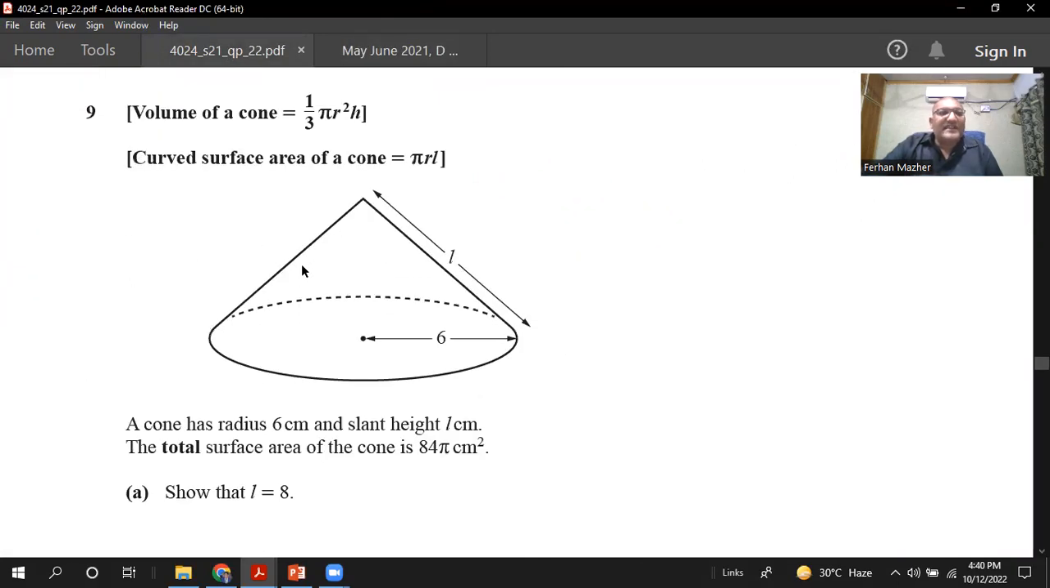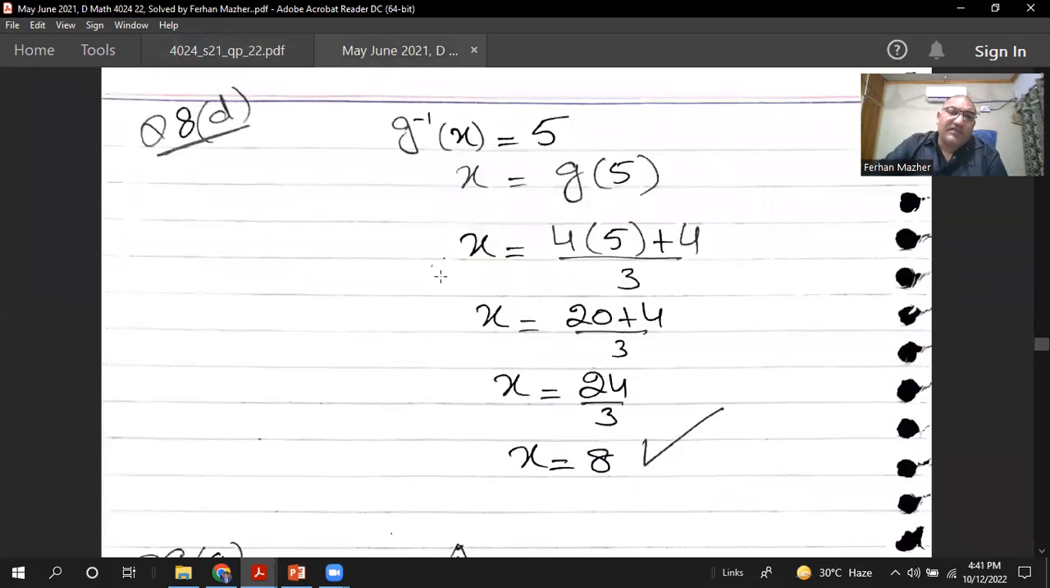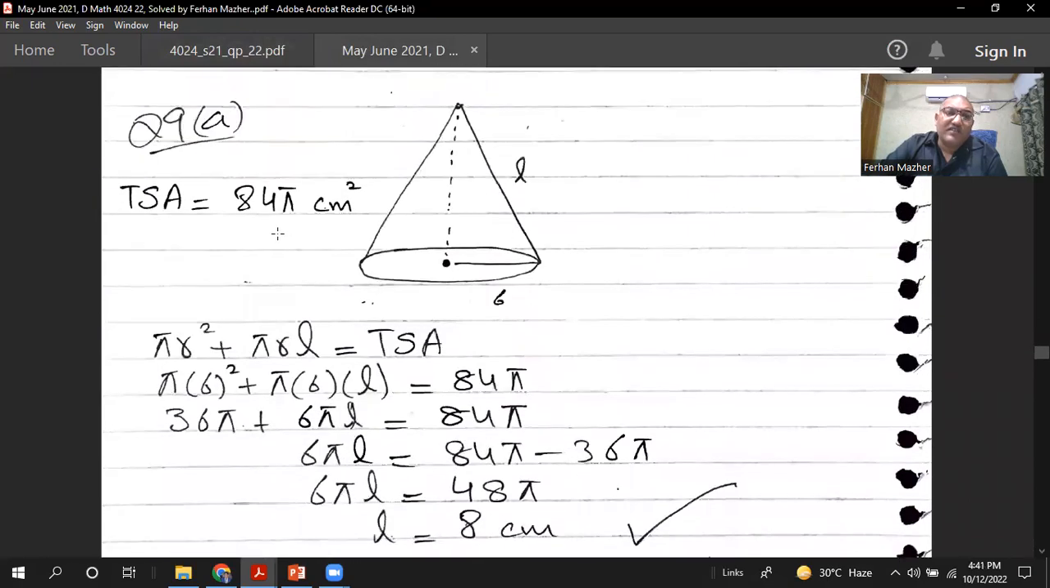Okay, question number 9. It says a cone has a radius 6 centimeter and a slant height l centimeter. The total surface area of the cone is 84 pi centimeter square. Show that the slant height l is 8. Okay, so very simple. The total surface area of a cone is 84 pi centimeter square, but total surface area is pi r square plus pi r l.